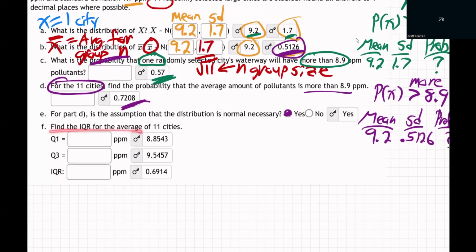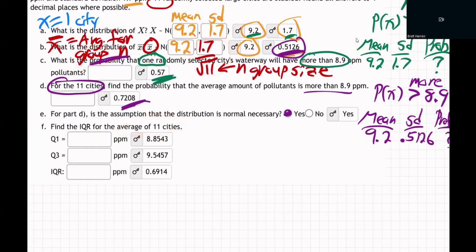Finally, part F. Find the IQR for the average of 11. So you always got to keep straight: are they asking me about one city? If so, I'm going to use the original standard deviation. Or are they asking me about a group? If you're doing a group, you got to use the standard deviation divided by the square root of n. So in this case, divided by the square root of 11.